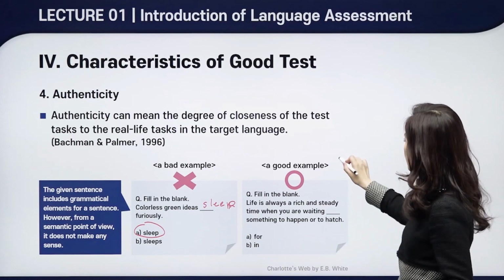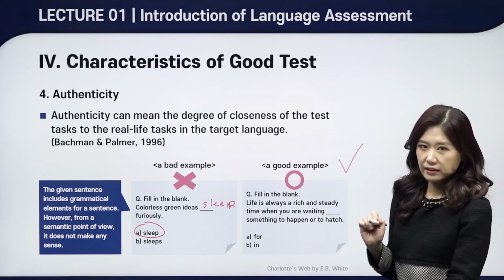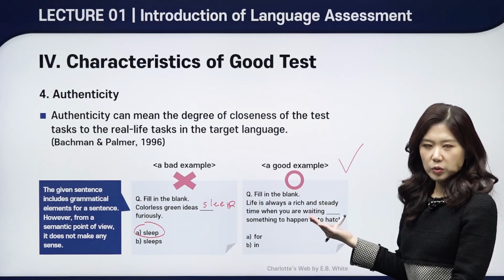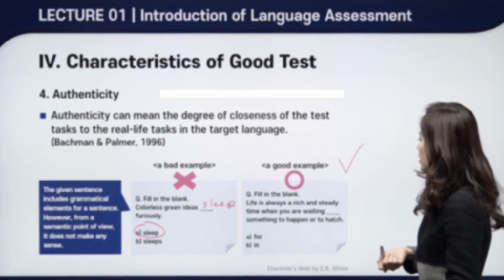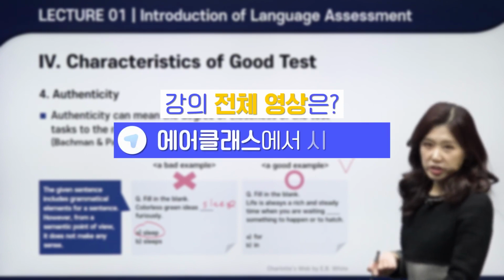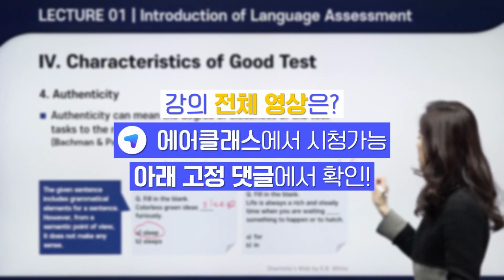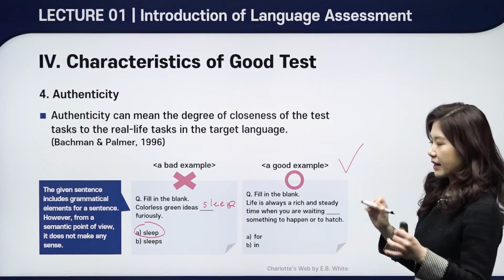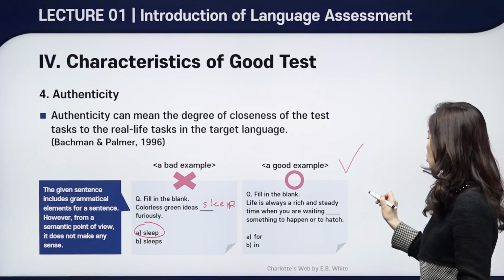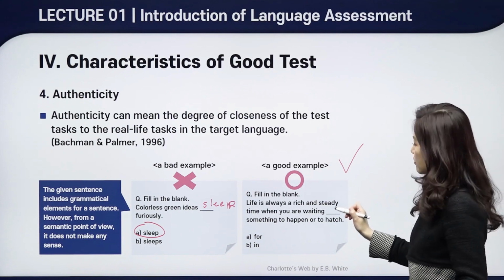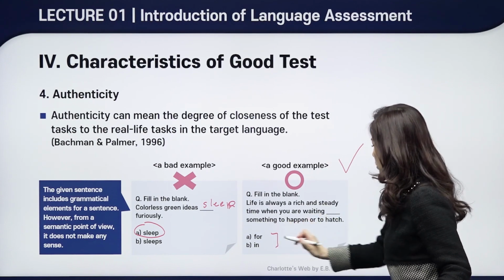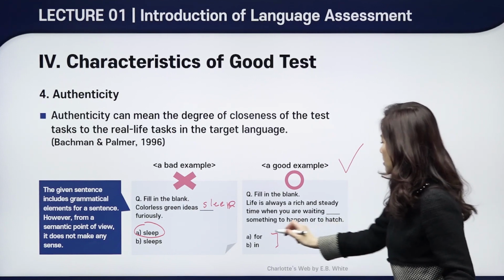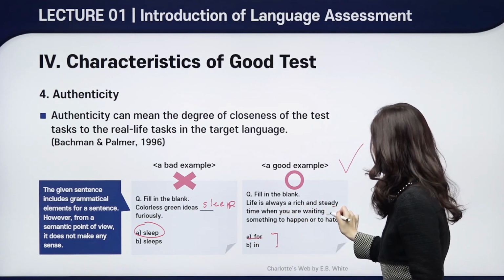Now, let's have a look at a good example that's authentic or something that reflects real-life circumstances or tasks. Here is another fill-in-the-blank question. Life is always a rich and steady time when you're waiting blank, something to happen or to hatch. And we're given these two options. Should we put in for or in? The correct answer, of course, is for.